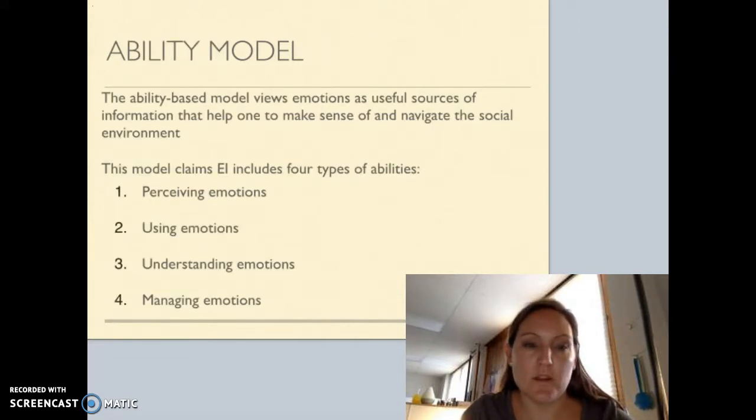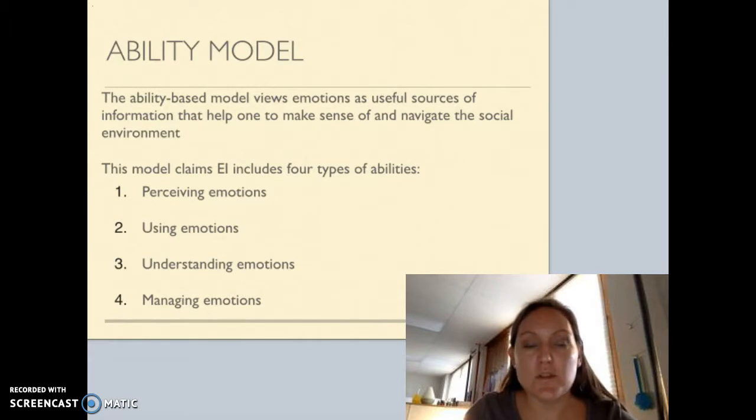To begin with, the ability model is a model that views emotions as useful sources of information that help one to make sense and navigate the social environment. This model claims that emotional intelligence includes 4 types of abilities.